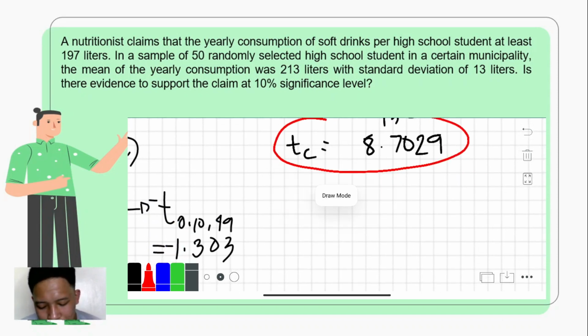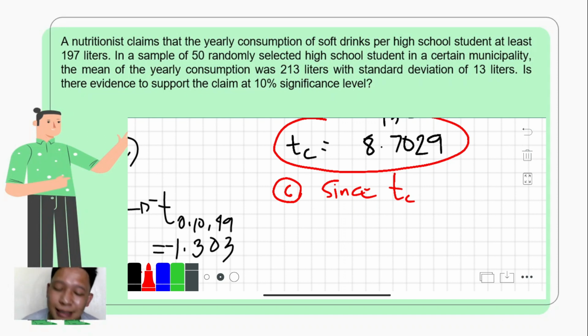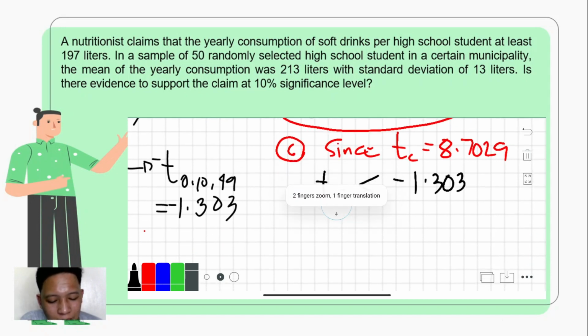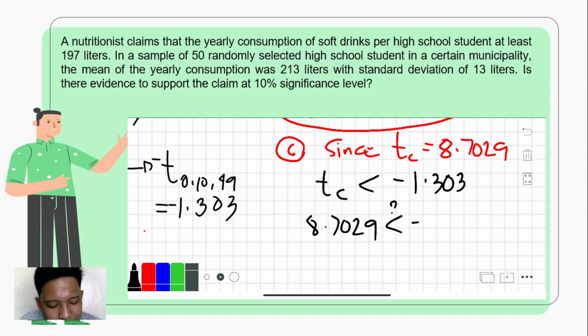Alright, so this will be our test statistic. Now, let us proceed with our last step, which is for us to make a decision. Since our test statistic is equal to 8.7029, and our decision rule earlier is that we reject if the test statistic is less than negative 1.303, plugging in, we have 8.7029. Is it less than negative 1.303? Is 8.7 less than negative 1.303?